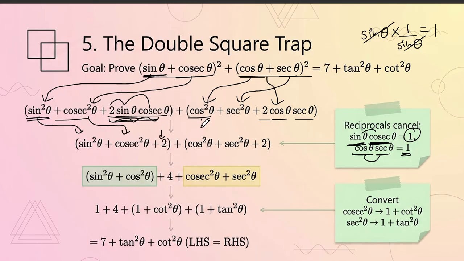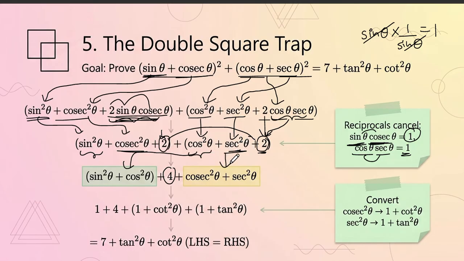After that, cos square theta as it is, sec square theta as it is. After that, 2 as it is, and then cos theta into sec theta, which is nothing but 1. So 2 into 1 is 2. If we add up this 2 and here one more 2, 2 plus 2 is nothing but 4. And if we combine the like terms, sin square theta is here and cos square theta is here, so we will write them together, and the remaining terms cosec square theta and sec square theta, we have written here.